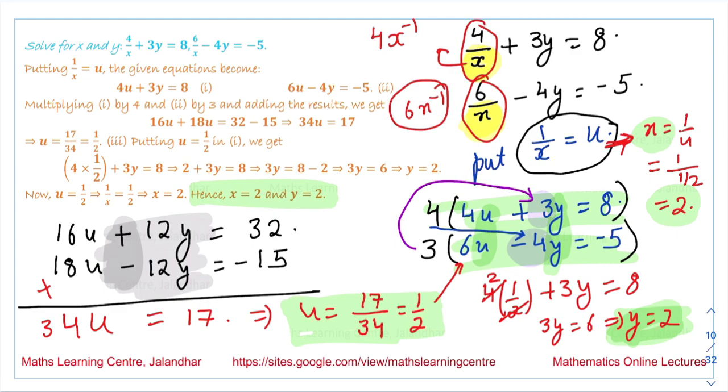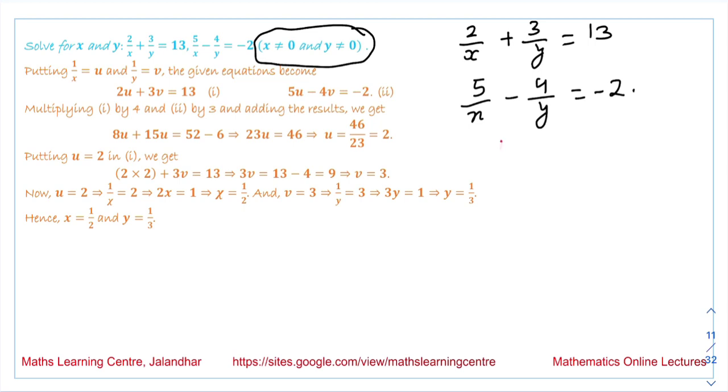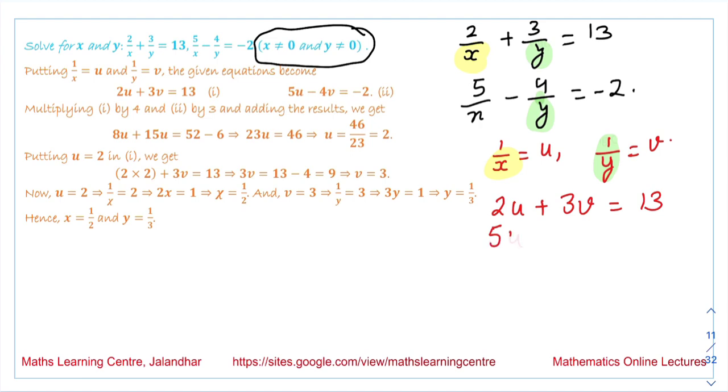Now we can see that these equations are not linear in x and y. So again what we are doing is we are substituting 1 by x is equal to u and 1 by y is equal to v. So these equations will convert to the form 2u plus 3v is equal to 13. We are saying it is 1 by y over here, and similarly 1 by x over here, so it is u. The second equation will be 5u minus 4v is equal to minus 2.